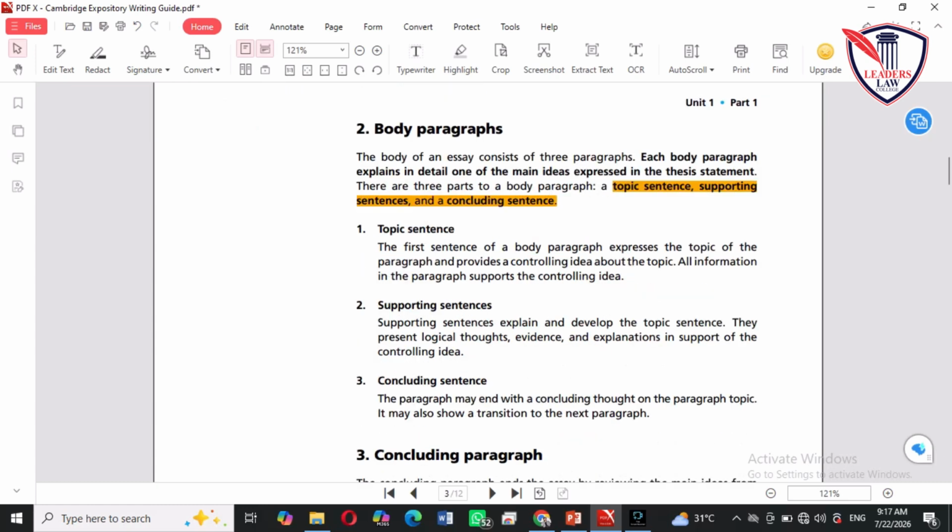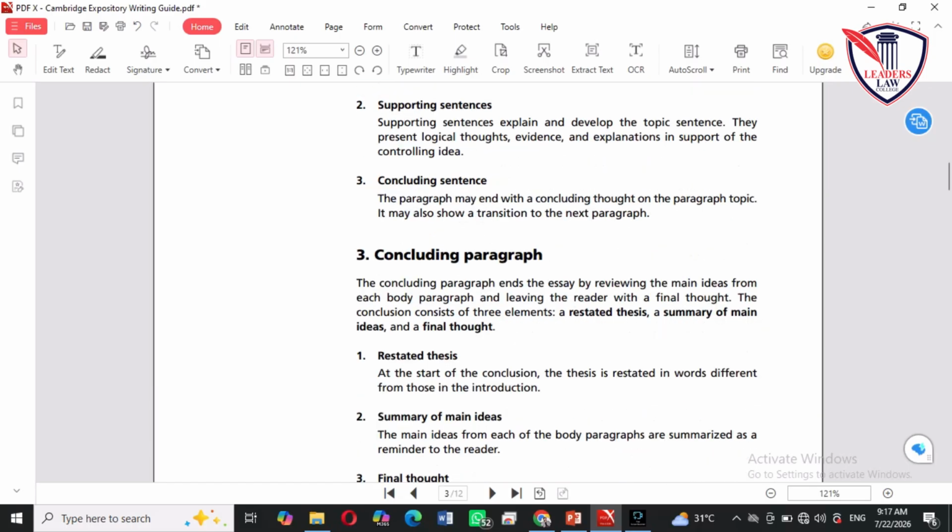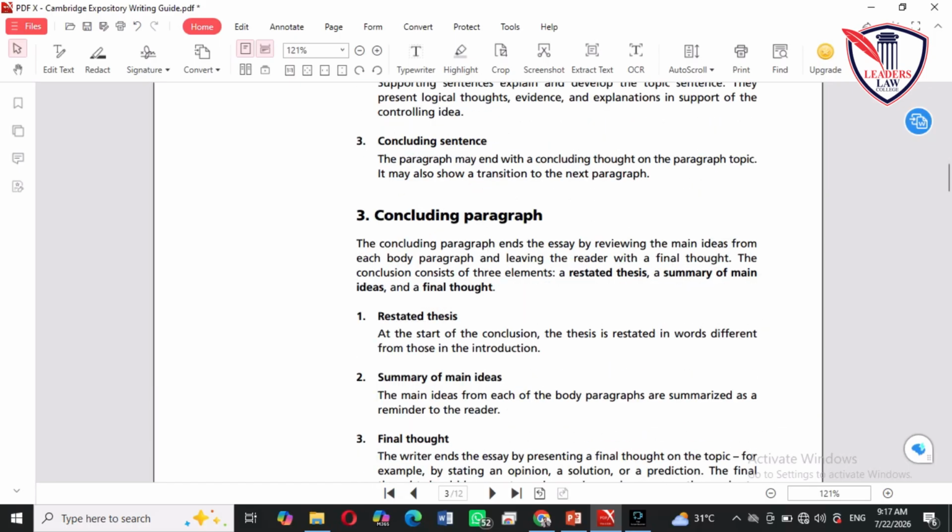A topic sentence is basically the first thought or idea that you are going to discuss in that paragraph. Supporting sentences are the sentences that contain explanation, details or thoughts, anything that supports the main idea of that paragraph. And then in the concluding sentence, you conclude your point. Then comes the concluding paragraph. A concluding paragraph includes a restated thesis, a summary of main ideas, and a final thought about the essay.